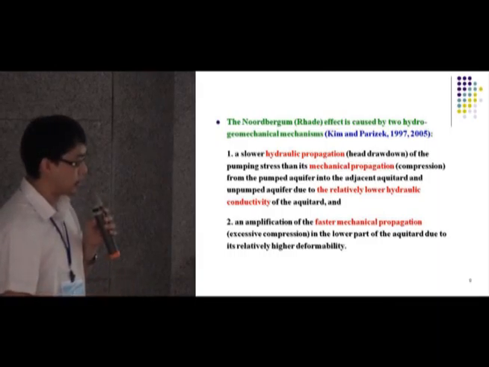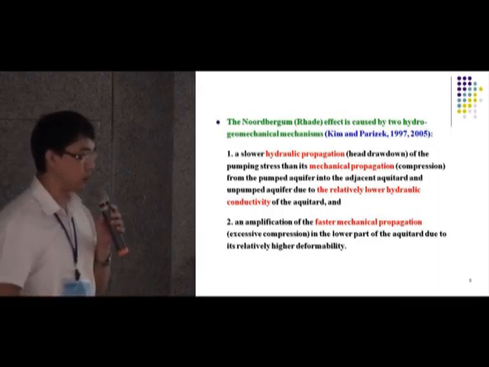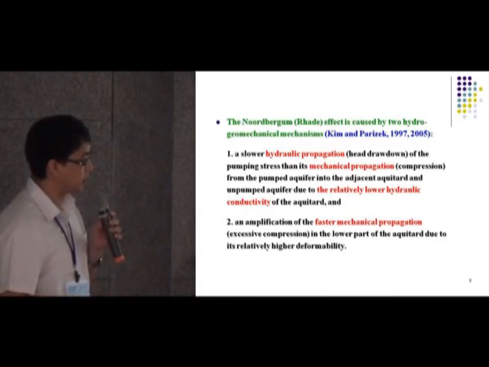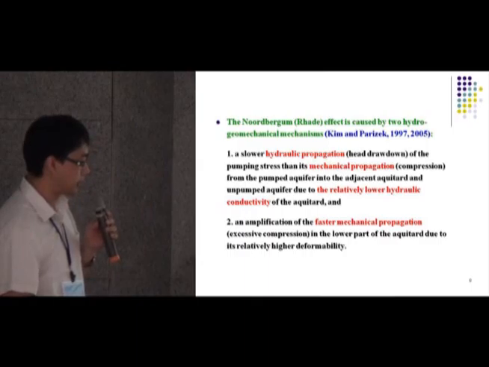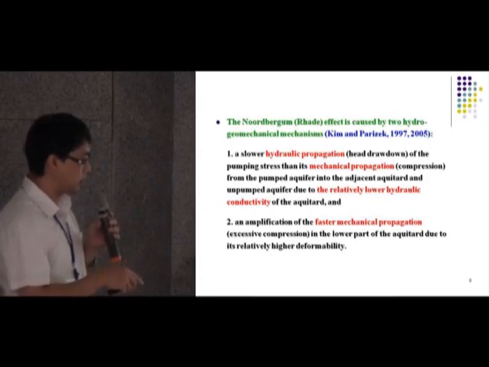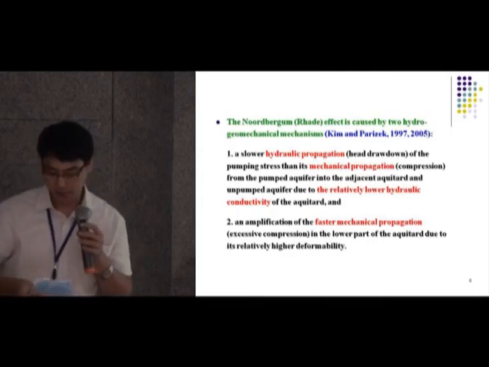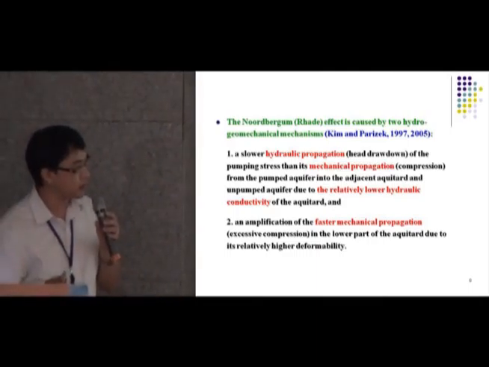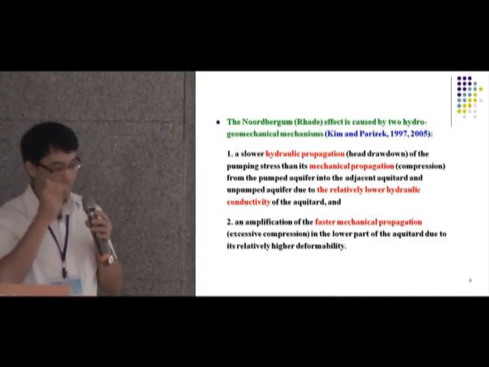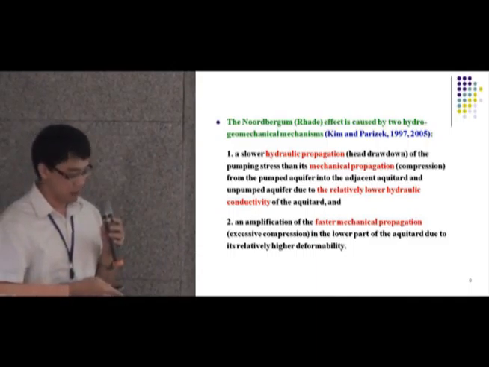And also because they use a layered system, they have a different explanation. They mention that the relatively lower hydraulic conductivity will cause the observation of the reverse behavior. And the second is the amplification of the faster mechanical propagation in the lower part of the aquifer due to its relatively higher deformability. And we think that the first one is the main mechanism because it is easier to reproduce the behavior.